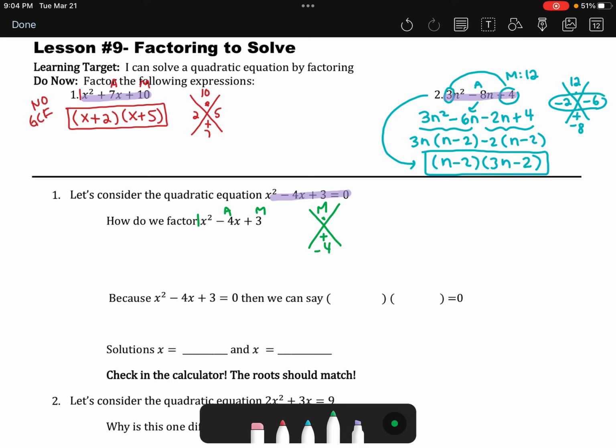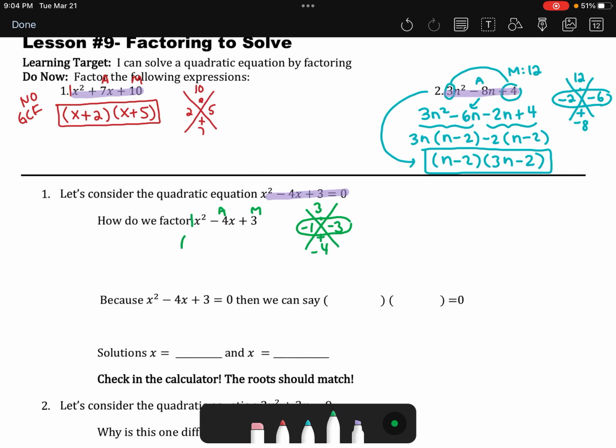Again, we have multiplying to 3. So we want to multiply to 3. 1 times 3. But again, we have a negative. 1 and 3 add up to positive 4. We want negative 4. So a negative 1 and a negative 3. That will add up to a negative 4 and multiply to a positive 3. So my shortcut says that I can go straight to this step. And now I'm done. I've factored it.